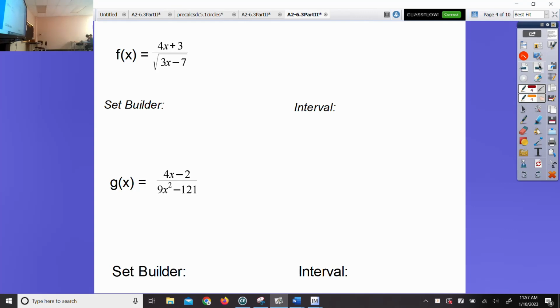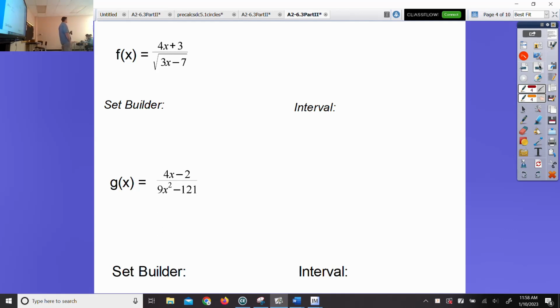Two more of these, but again, I'm not going to waste time doing set over interval. 4x plus 3 sitting over the square root of 3x minus 7. What's the problem? Which piece of this is a problem, the numerator or the denominator? The denominator is where a problem might happen. You should know two things. Can't divide by 0, right? But you can't just say 3x minus 7 is not 0. It doesn't work that way.